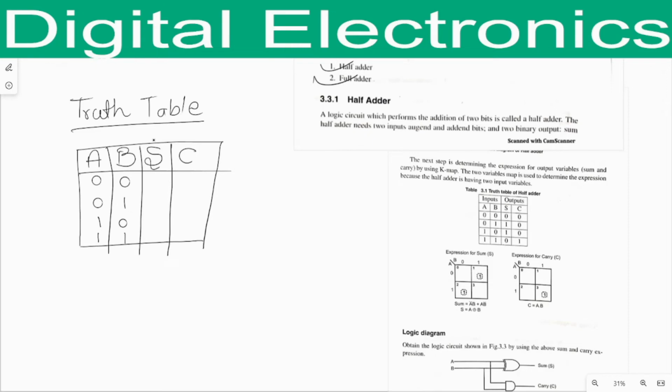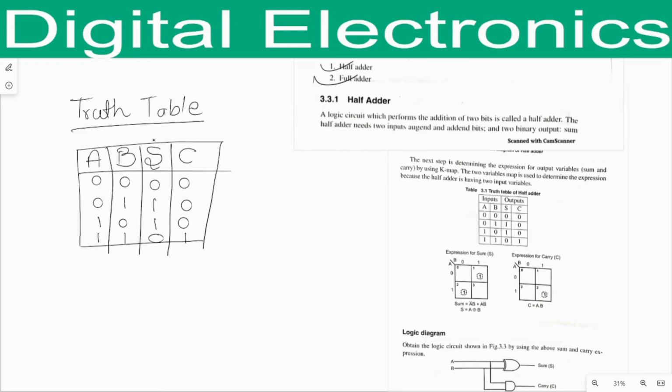So when 0 and 0 are added, at that time we are getting sum as 0 and carry as 0. But when 0 and 1 are added, sum is 1 and carry is 0. The third condition is the same as the second, so we are getting the same output for the same input. And in the last condition, when both inputs are 1, we are getting sum as 0 but carry as 1.